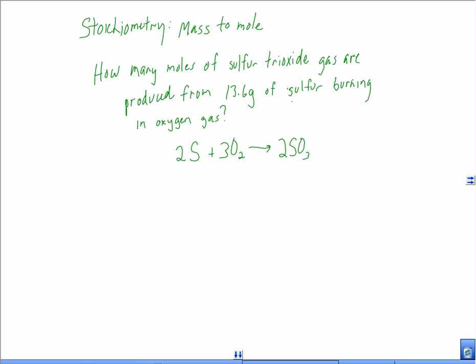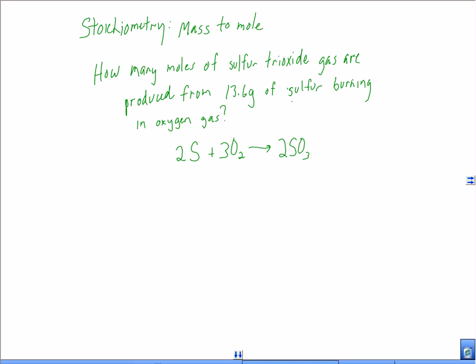Alright, earlier we did a mole to mass problem where we were given a mole value and asked to find a gram value. Well, as you can see from this problem, now we have it reversed. It says how many moles of sulfur trioxide gas are produced from 13.6 grams of sulfur burning in oxygen gas. It's the same number of steps. We're still going to have 3 brackets in our setup, but it's in reverse.